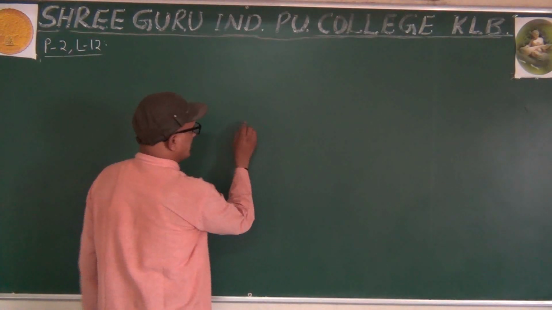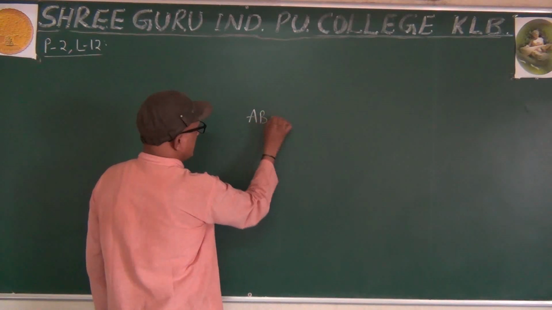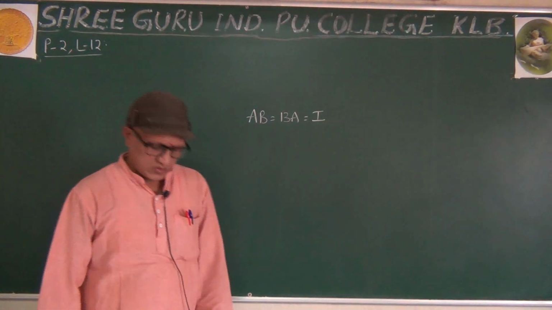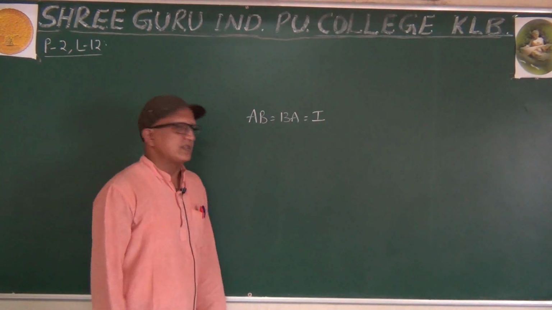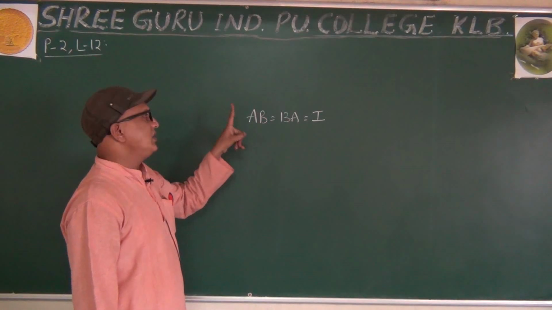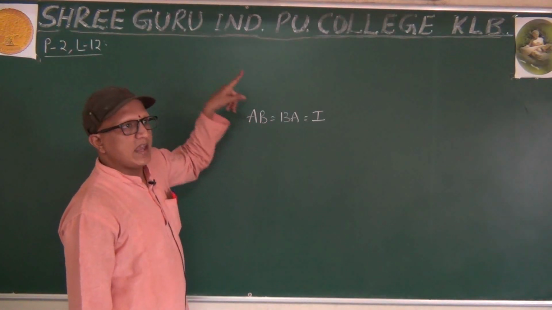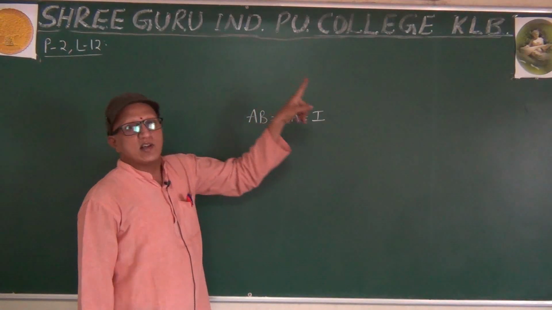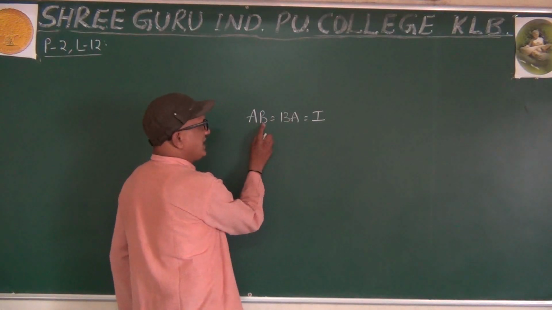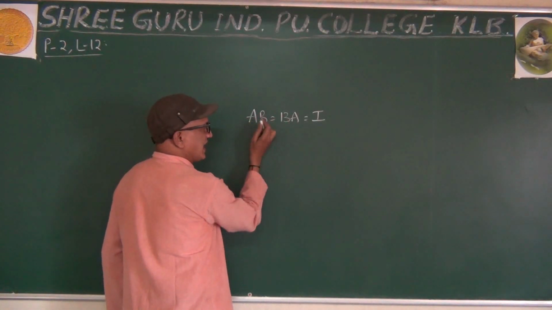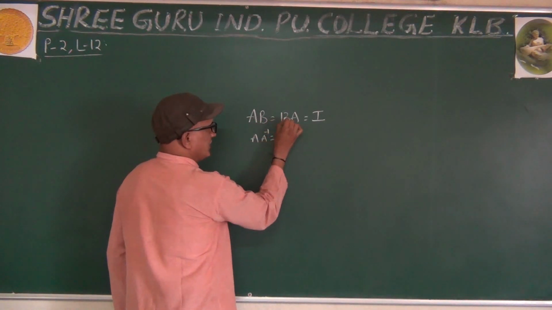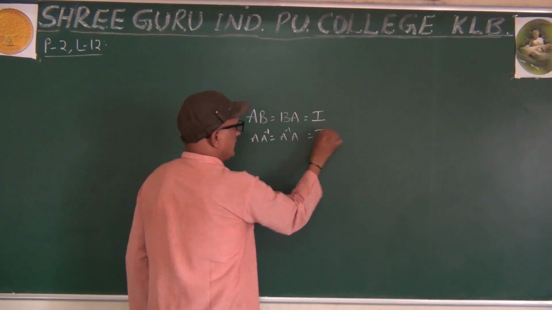Actually, as per the definition of an invertible matrix, we know that if A into B equals B into A equals I, then we can say that B is the inverse of A, and A is the inverse of B.